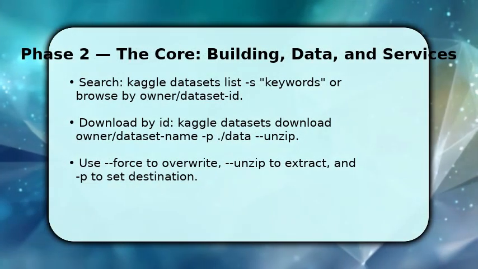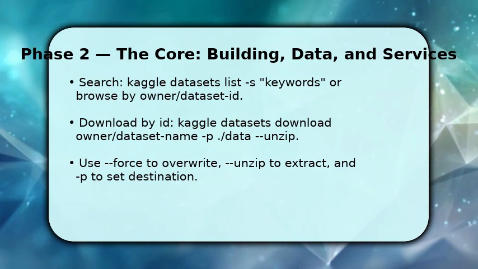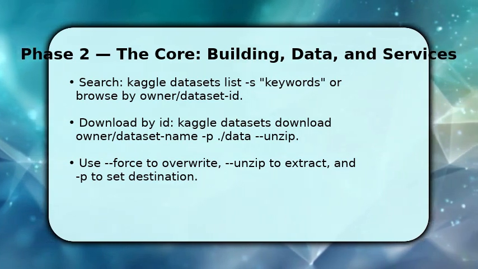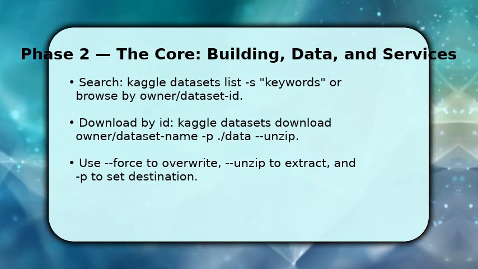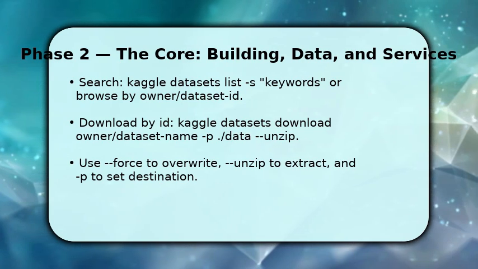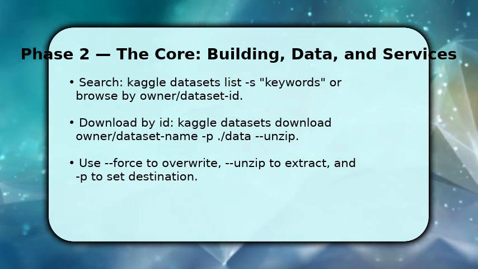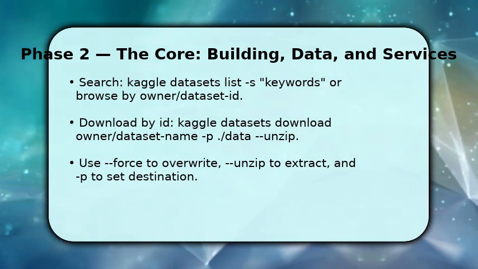You now find the dataset. Search with kaggle datasets list using keywords, filters, or locate the owner/dataset-name identifier. Once identified, run kaggle datasets download owner/dataset-name -p data --unzip to fetch and extract directly into your project folder. If you need to refresh files, add --force to overwrite.